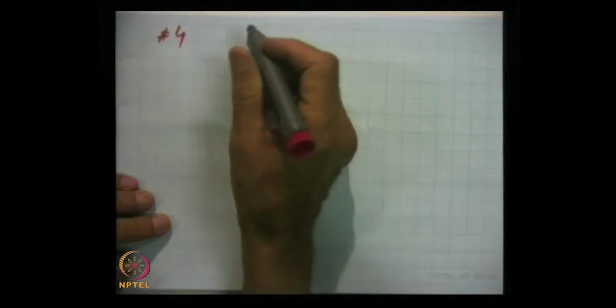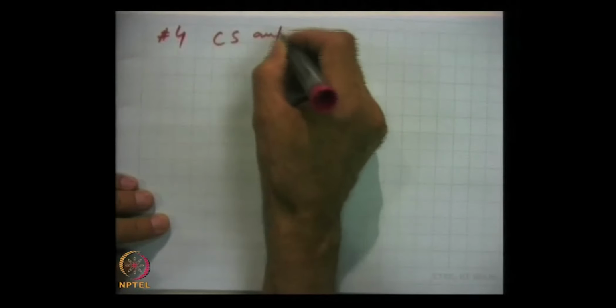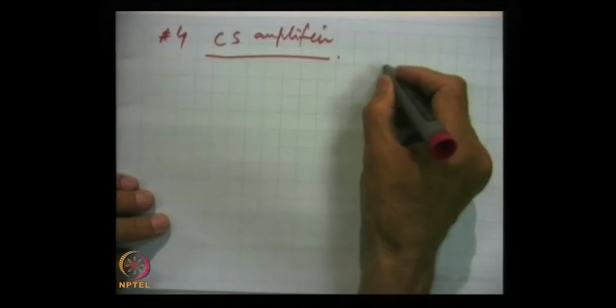Last example, another one, this is on the amplifier, the common source amplifier. Last and fourth problem, this is the common source CS amplifier. The circuit is this.